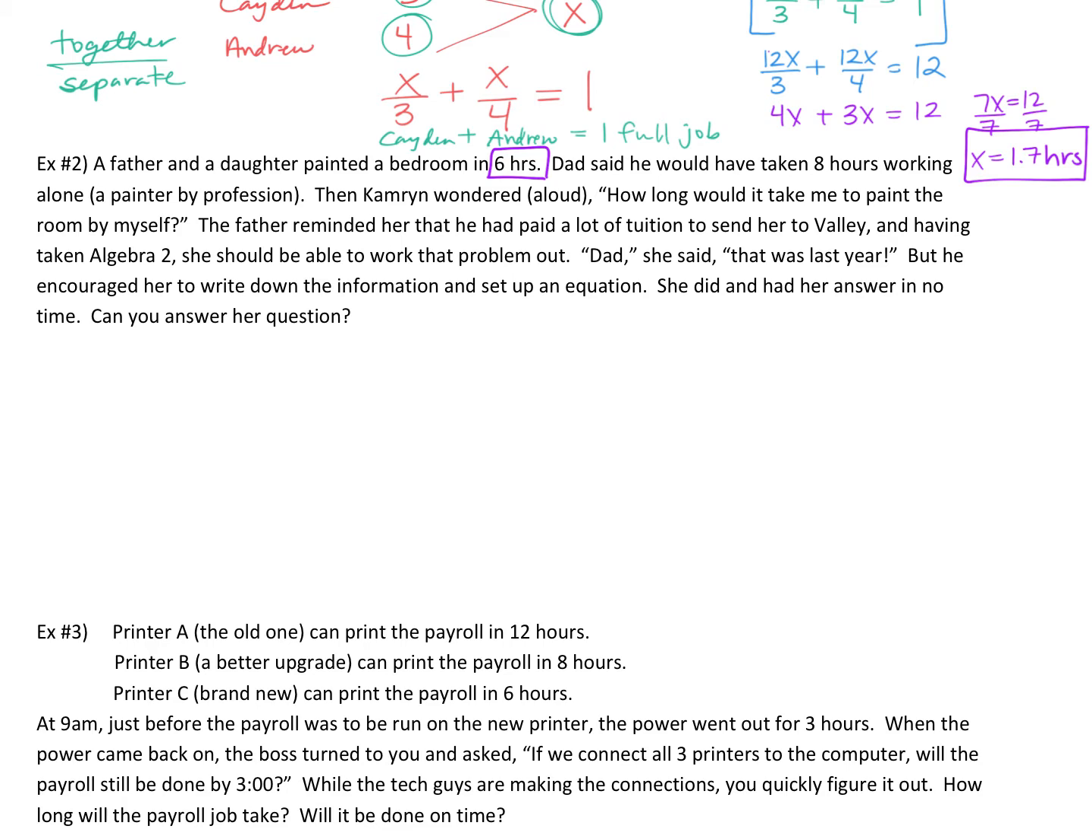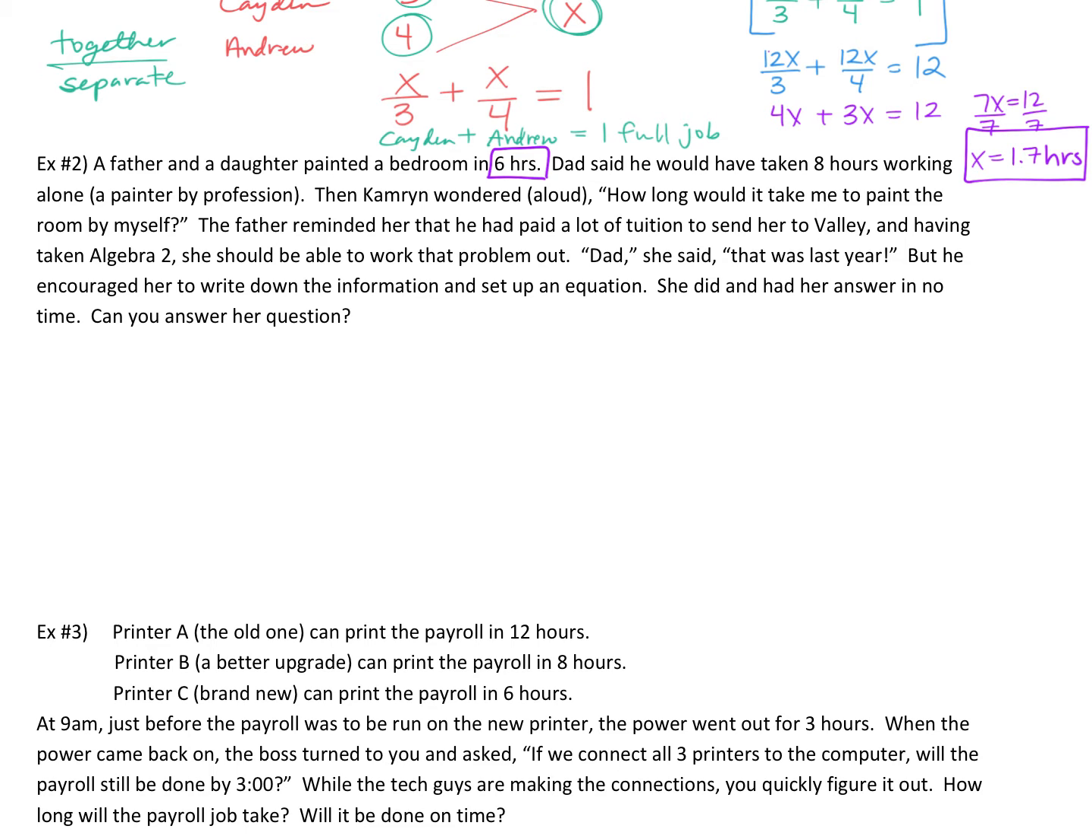Then Cameron wondered aloud, how long would it take me to paint the room by myself? The father reminded her that he had paid a lot of tuition to send her to Valley, and having taken Algebra 2, she should be able to work that problem out. Dad, she said, that was last year. But he encouraged her to write down the information and set up an equation. She did and had her answer in no time. Can you answer her question?